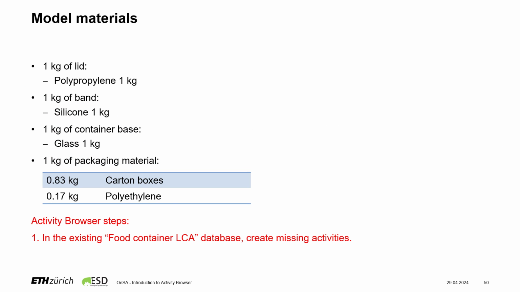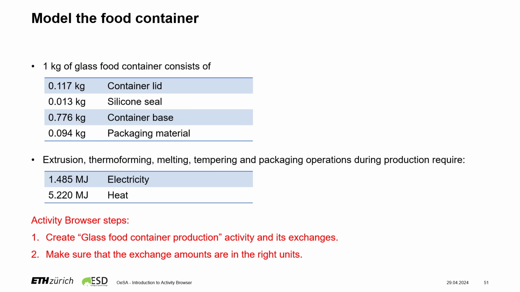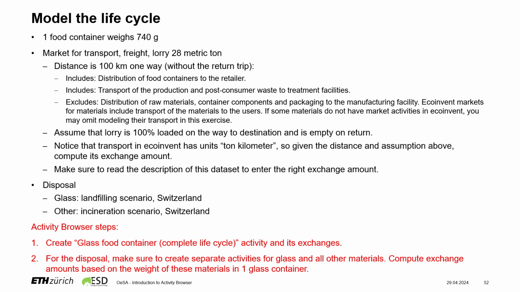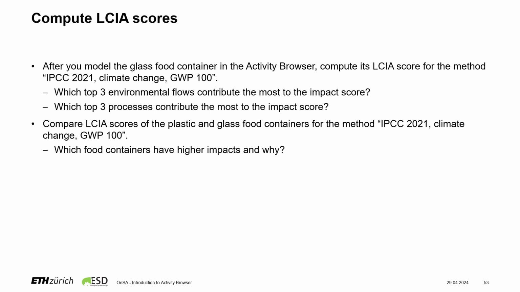Now here, some of the materials for the glass container are different. Obviously for the container base, you would need glass. And for the packaging materials, you would need some extra bubble wrap because it's glass. For modeling the food container, it's more or less the same with different numbers. You would also need to model the complete life cycle, and at the disposal, you would need to separate between glass and all of the other materials. And then you would have to answer the questions.